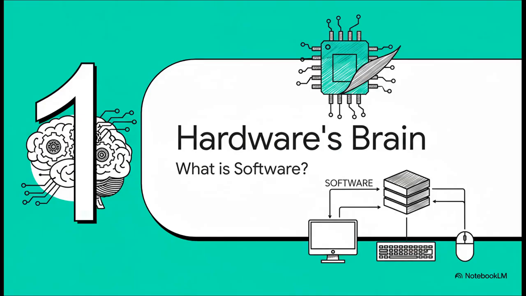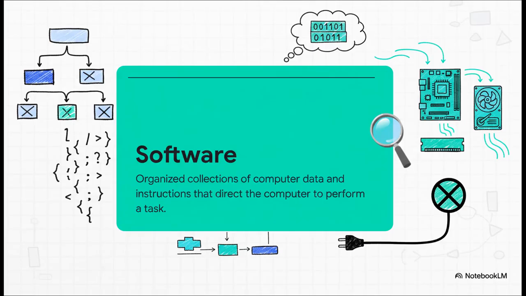So if we really want to get how our digital world works, we've got to start with the brains of the whole operation. We're going to peel back the layers and see what software actually is and how it tells all that hardware what to do. Okay, so at its most basic level, software is just what it says right here. It's the collection of rules and instructions, the language really, that tells all the physical parts, the hardware, what to do. Without software, your fancy computer is, well, it's just a really expensive paperweight.